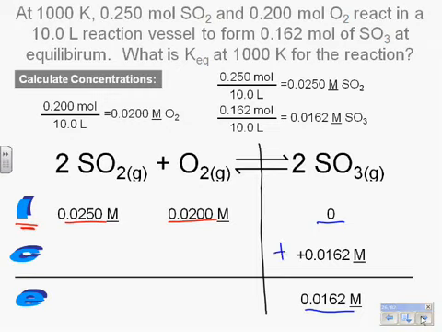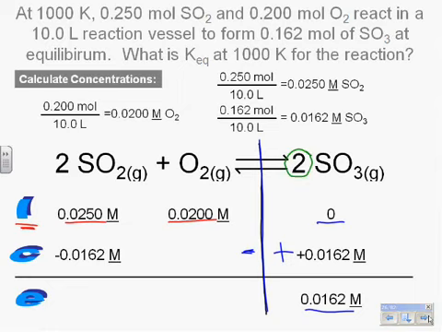So if this side of the reaction is going up, then that side of the reaction, the left side, must be going down. Those must all be negative numbers. So here's where we have to think about stoichiometry.